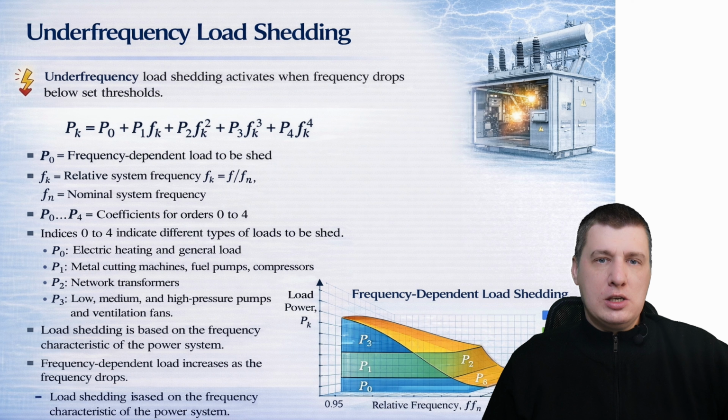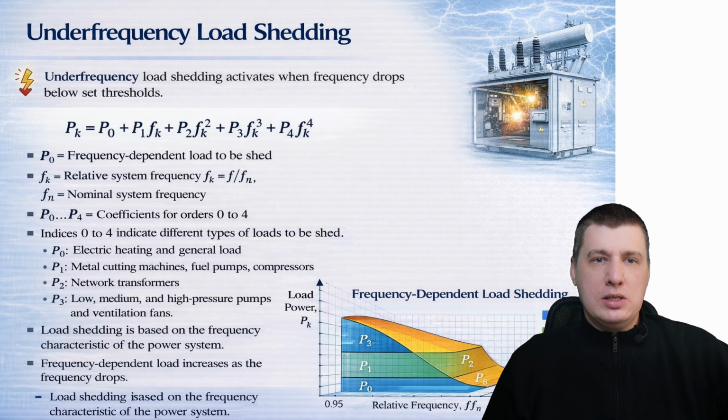Each coefficient describes a specific type of load. P0 represents frequency independent load, such as electrical heating and base loads. P1 represents metal cutting machines, fuel pumps and compressors. P2 requires network transformers. P3 and P4 represent low, medium and high pressure pumps and ventilators. Those loads form the main auxiliary consumption of thermal power plants.